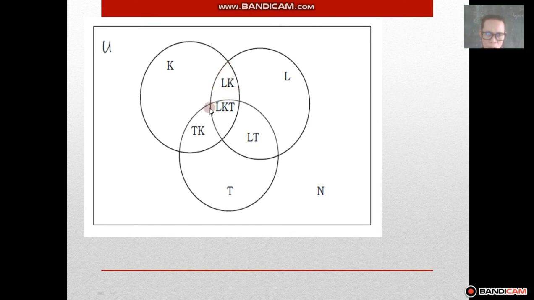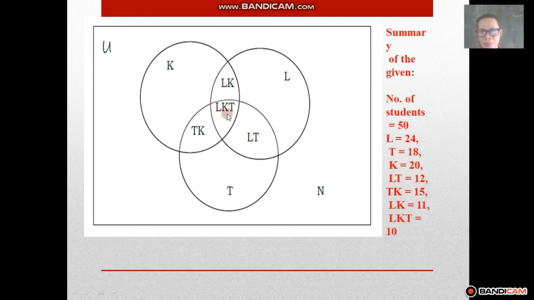So this area here, meaning LKT is included in LK. Then the intersection of L and T is represented by LT. So this area here is the intersection of L and T. And for TK, the intersection is this area here. And the intersection of the three circles is represented by LKT, so right here, at the center. So this is the summary of the given, in order for you not to be confused.